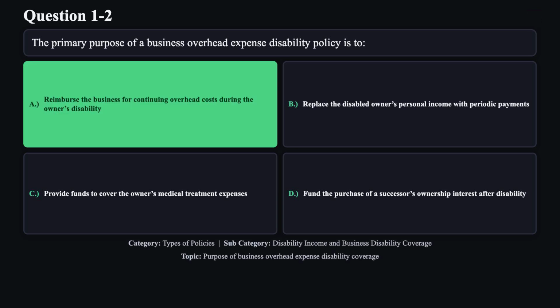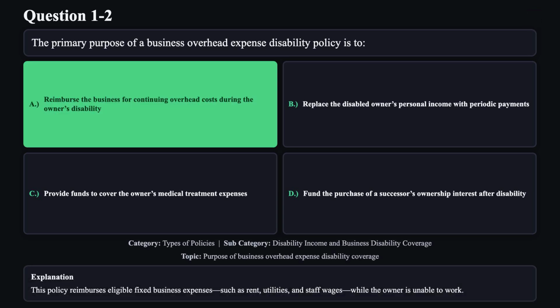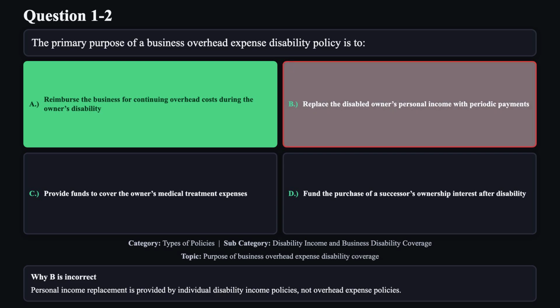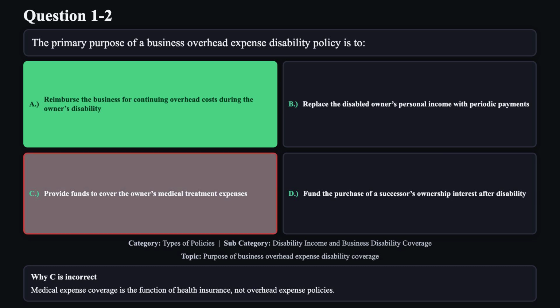The correct answer is A. This policy reimburses eligible fixed business expenses such as rent, utilities, and staff wages while the owner is unable to work. Reason B is not correct. Personal income replacement is provided by individual disability income policies, not overhead expense policies. Reason C is not correct.